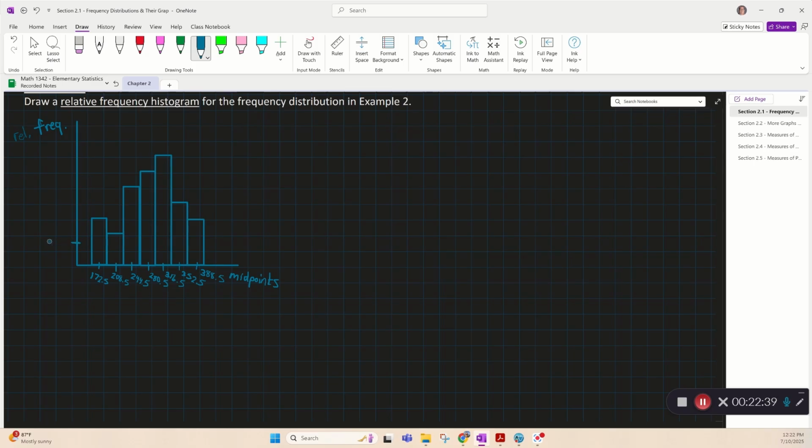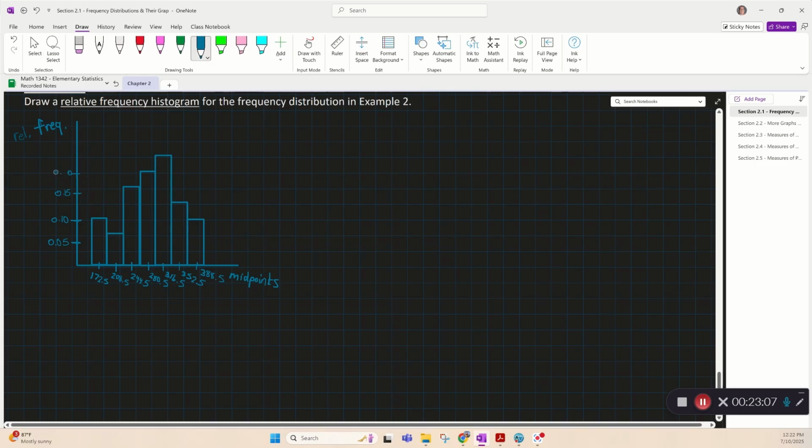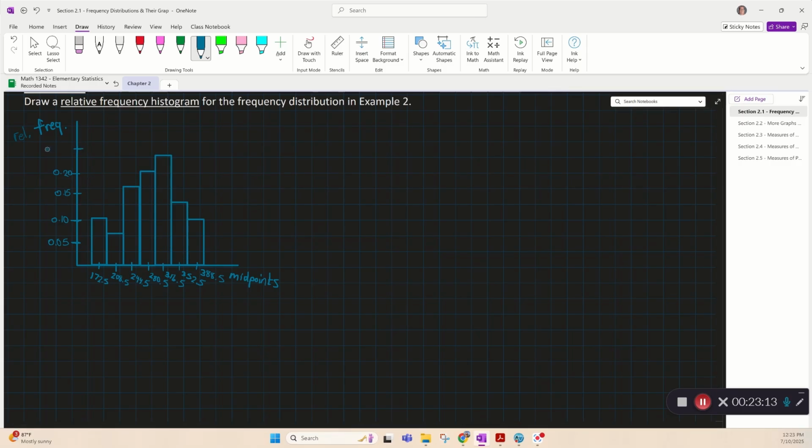Like that's going to be 0.05. That's going to be your 0.1. And then like 0.15, 0.18. Well, that looks terrible. And then 0.25. Okay, so there's a relative frequency histogram.